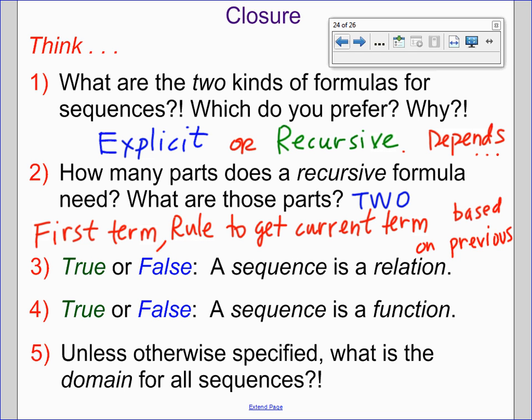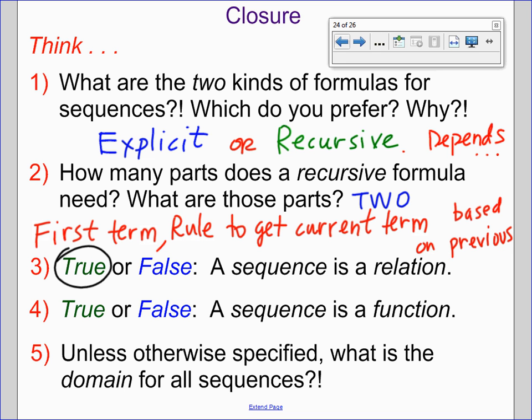All right, true or false, a sequence is a relation. True or false, a sequence is a function. So is a sequence a relation? Adam. That is true. The sequence is a relation because it could be written as ordered pairs, and all it takes to be a relation is to be a collection of ordered pairs.